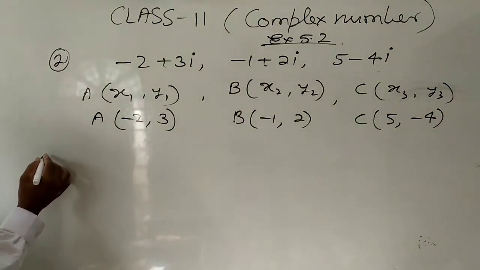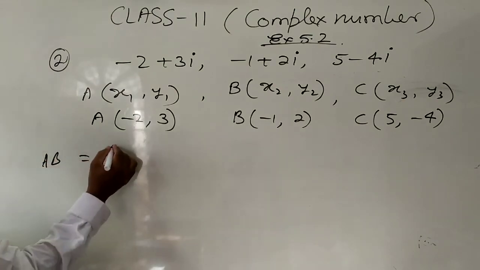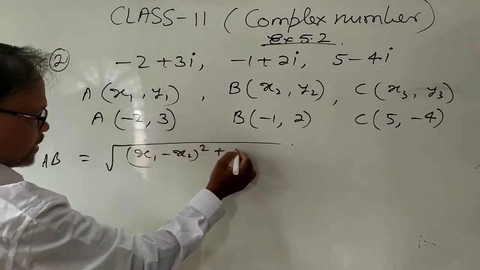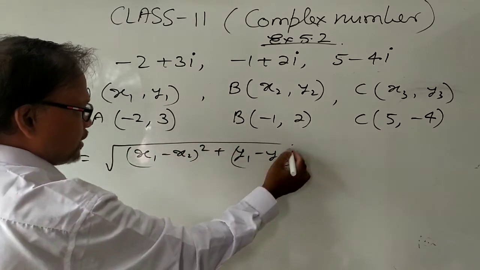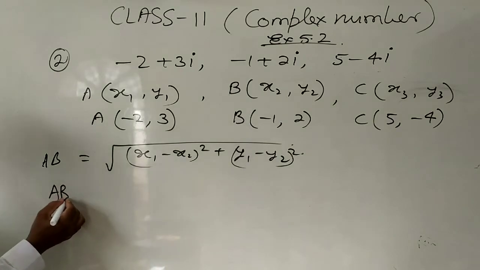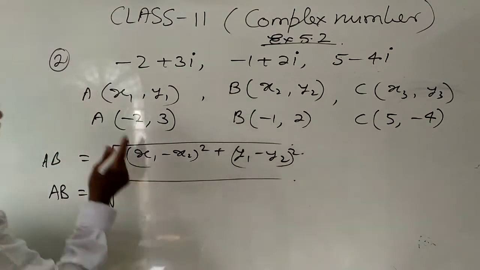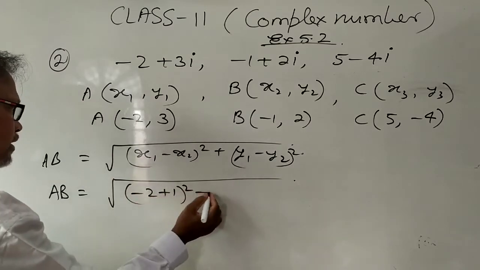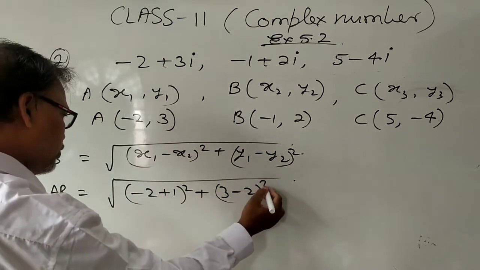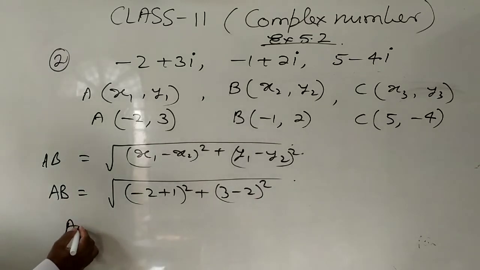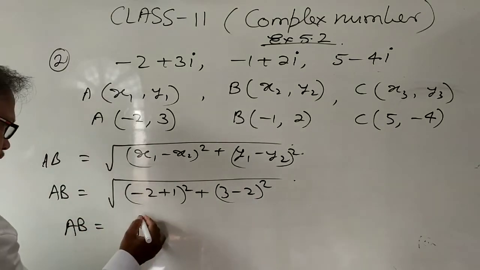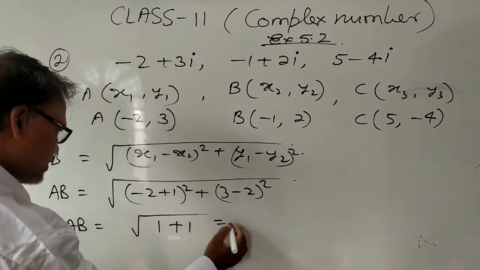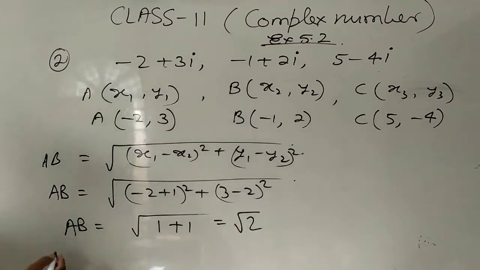Now find the distance A to B, and write the distance formula one time only and then do it directly. You have to write the distance formula only once. Now the distance we get for A to B is minus 2 plus 1 whole square, 3 minus 2 whole square, and this will be minus 1 whole square, 1 plus 1, is equal to under root 2. This is the distance AB.